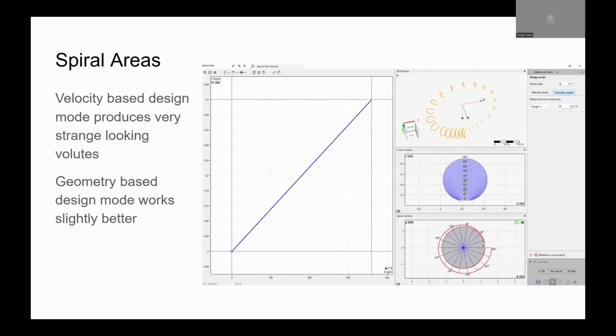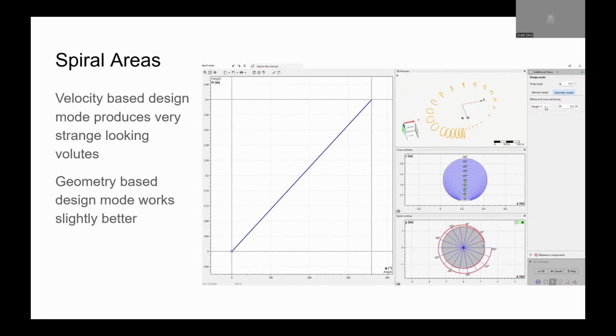For spiral areas, this is basically how your spiral is going to progress. You can define it so it starts at some value close to zero, or at zero width, and then slowly increases until you get to your outlet. Right here it's linear, and we define the outlet height.